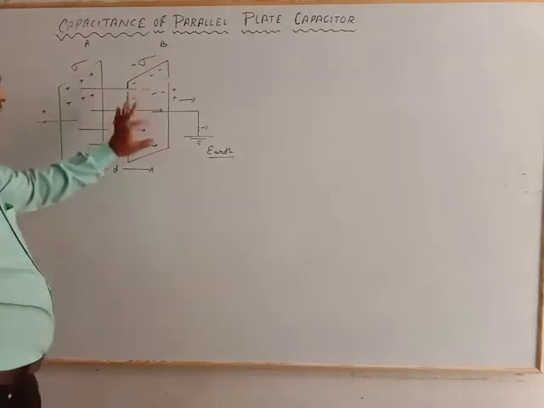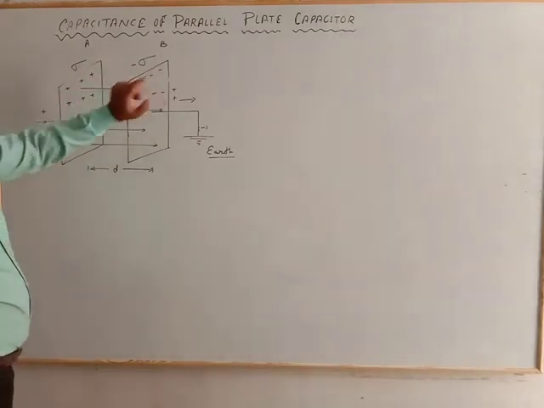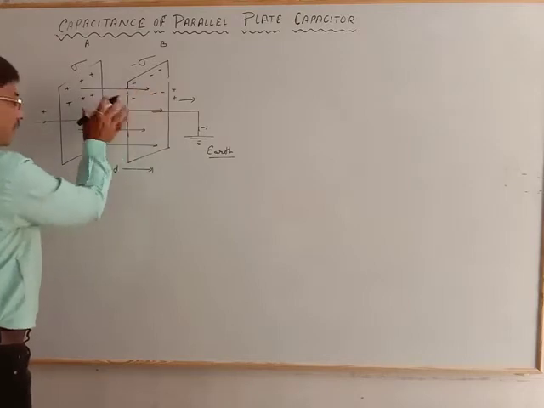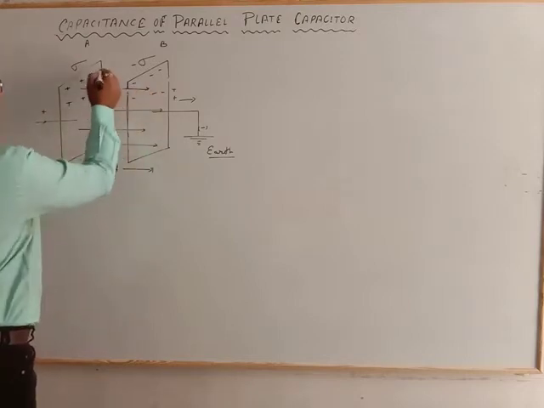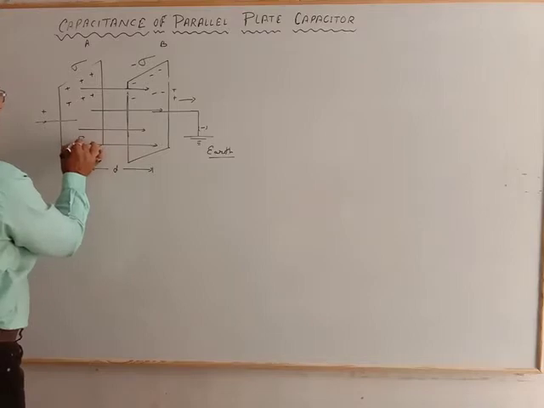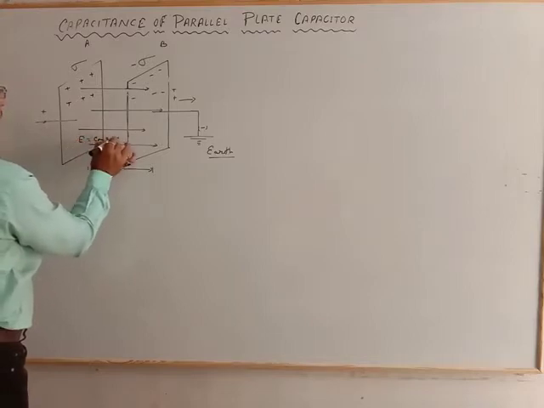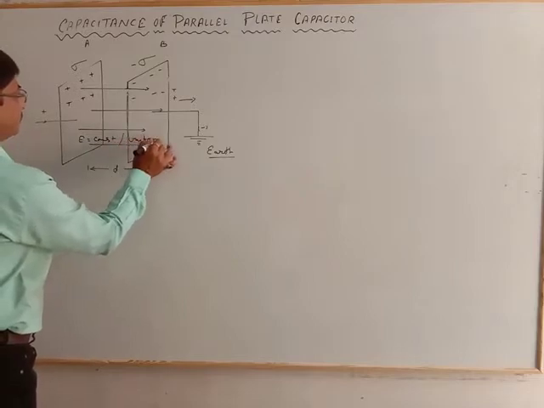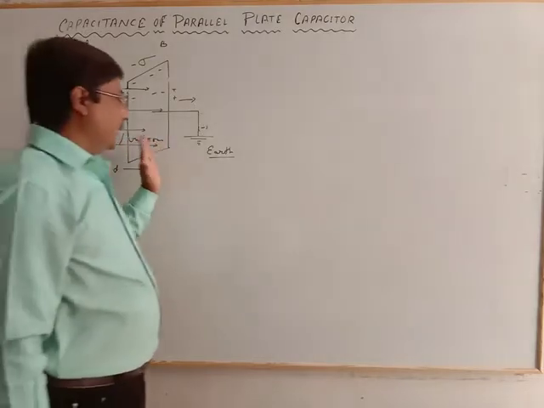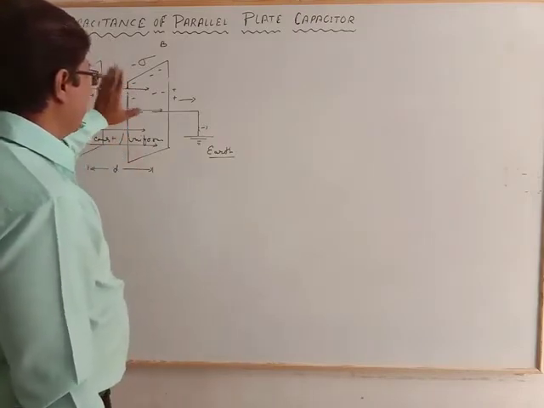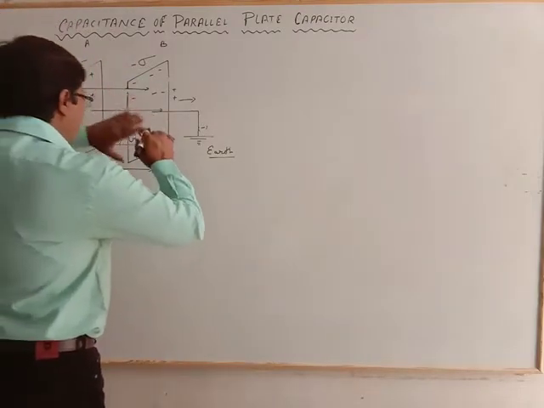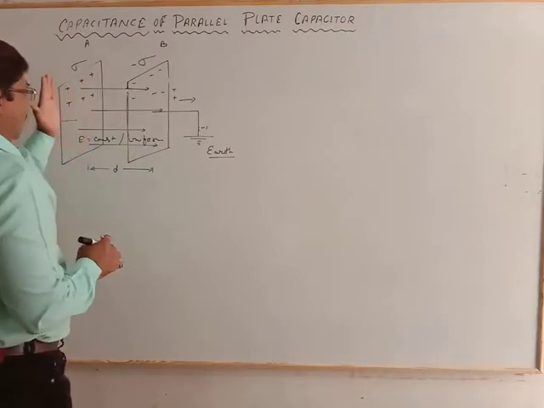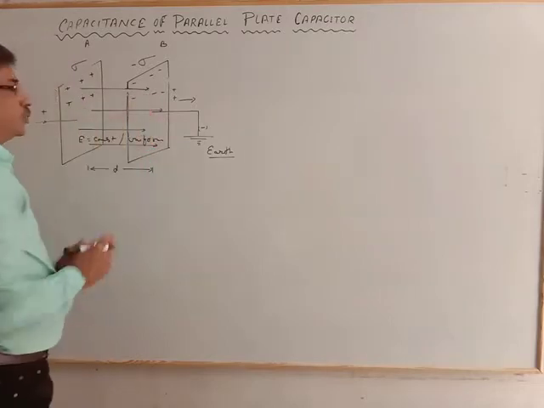Now there is the arrangement, plate A and plate B, and the electric field between these two plates is constant, or uniform. In this arrangement there is no fringing of electric lines. All the electric lines are linear, as the two plates are very close to each other.